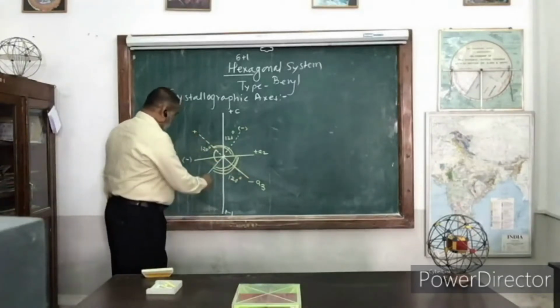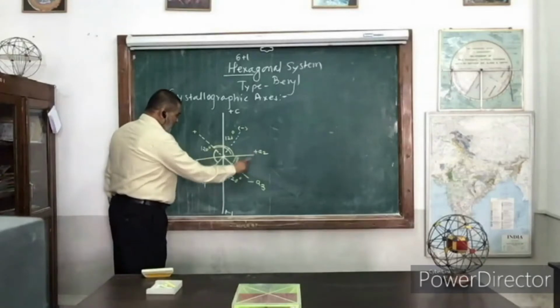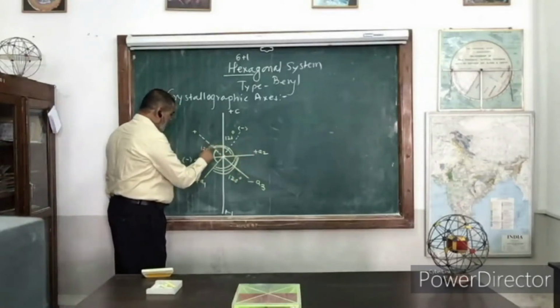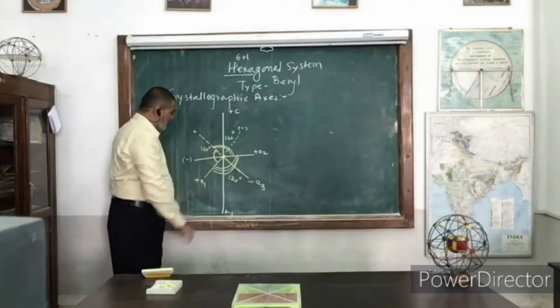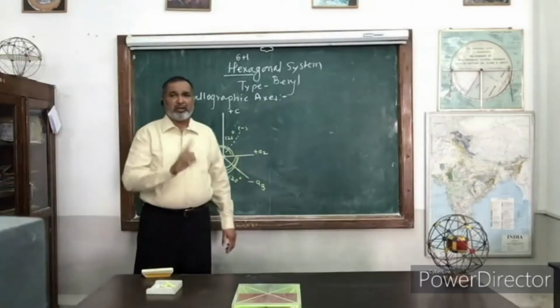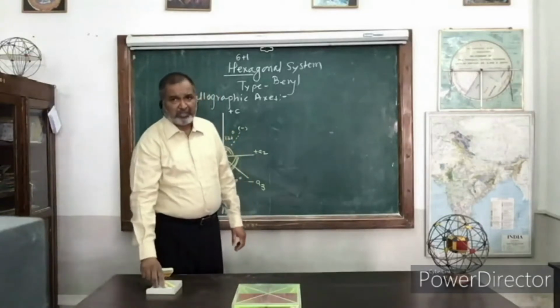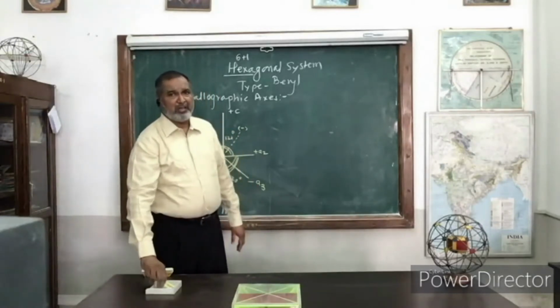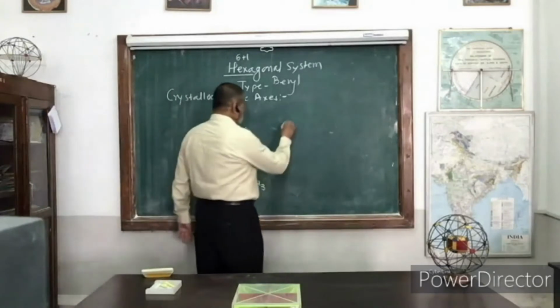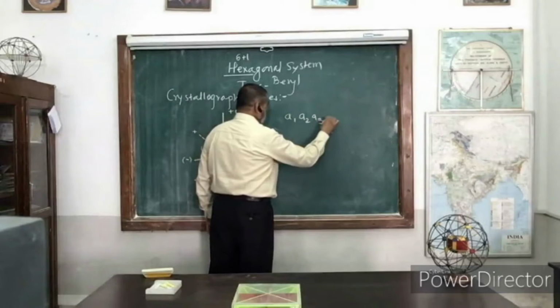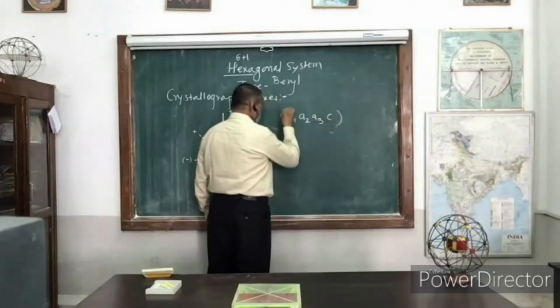The A1 axis makes an angle of 120 degrees with A2, A2 makes 120 degrees with A3, and A3 makes 120 degrees with A1. So each axis makes an angle of 120 degrees with the others. So when you write the indices, there will be four indices to write down: A1, A2, A3, and the C axis.